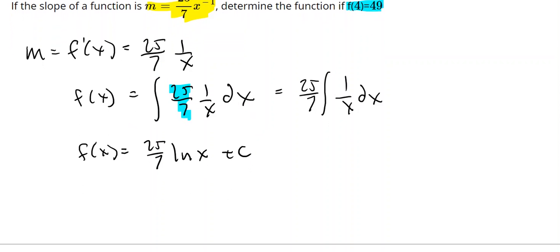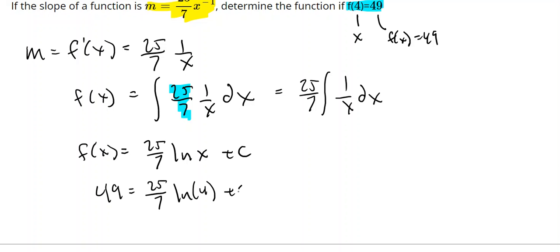So we will plug in 4 for the x. This is basically our input, or our x value, and this is our function value. So we'll plug those in here. We'll plug 49 in here. 49 is equal to 25 over 7 times the log of 4 plus c, or c is equal to 49 minus 25/7 times the log of 4. And that's going to end up being equal to 44.